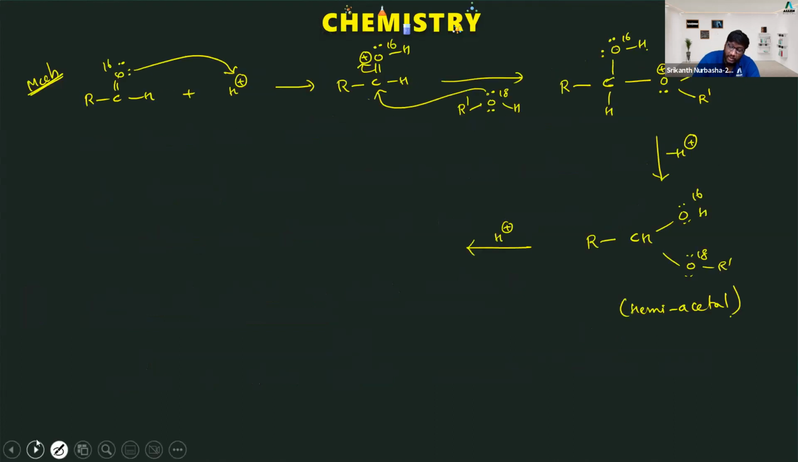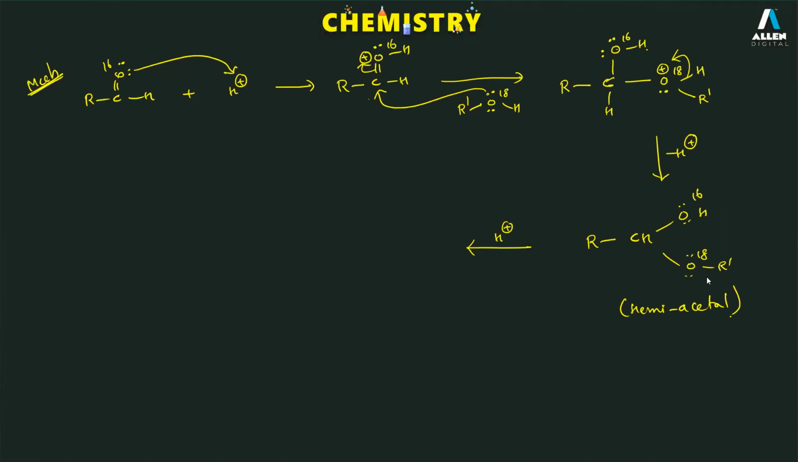Now which oxygen is going to attack the H plus? Because we have lone pairs of electrons on this oxygen, O16, as well as O18. Which oxygen will attack the H plus now? Are you understanding this concept question or not? O16. Why is the O16 oxygen going to attack the H plus?